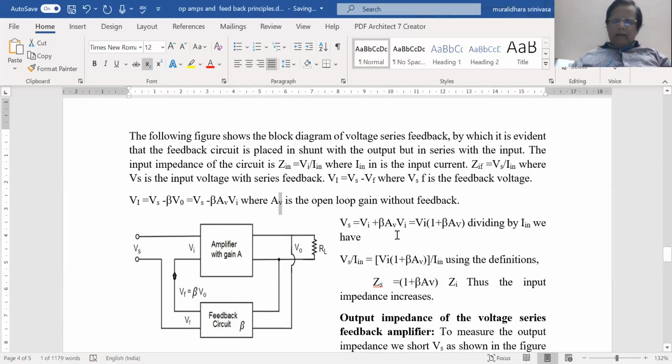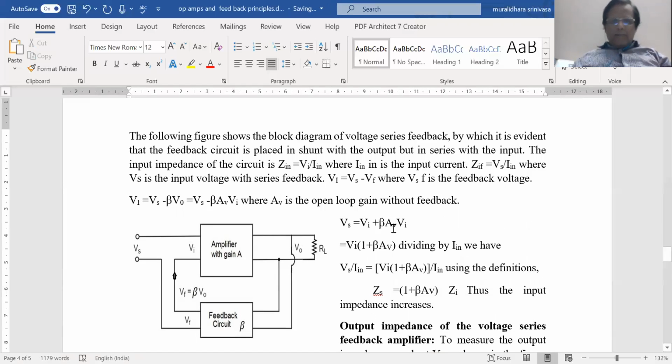That is, Vs equals Vi times (1 plus beta AV).